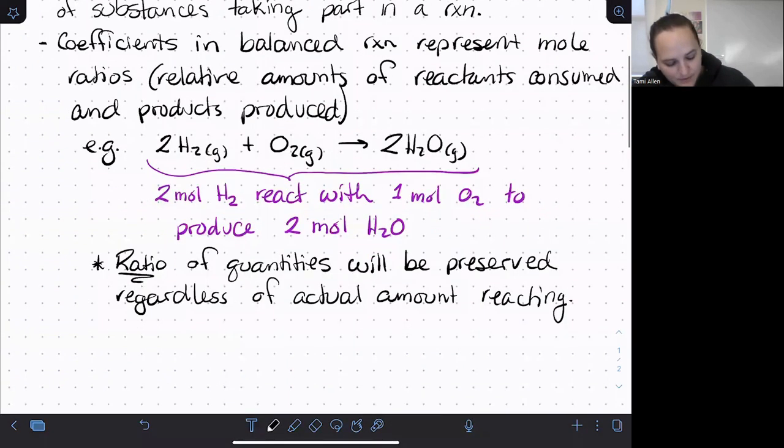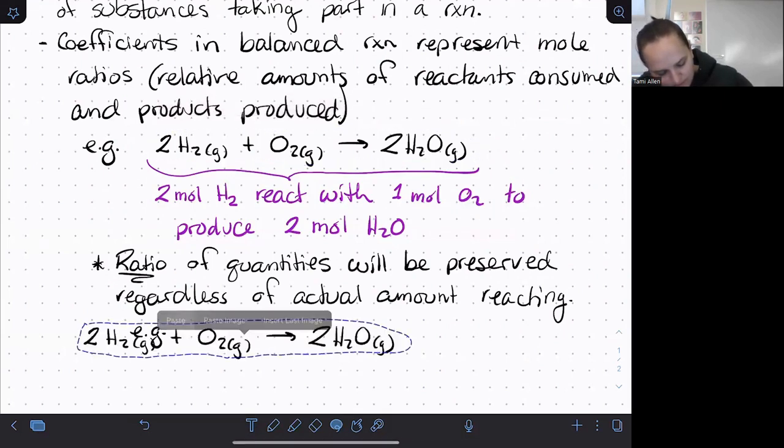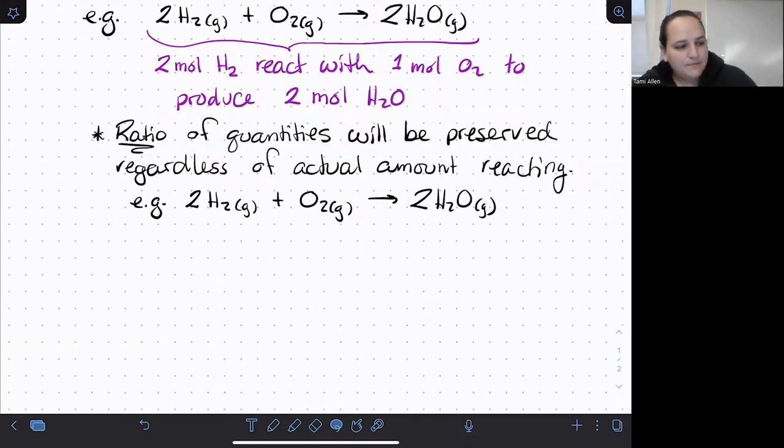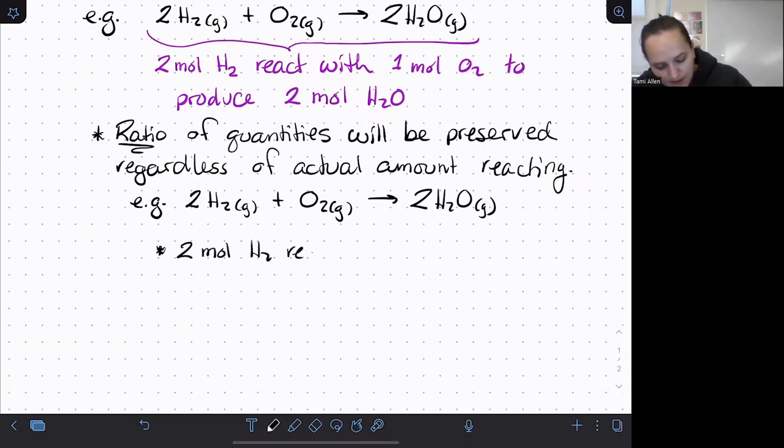So, for example, considering the same reaction here, I'll just copy it down so it doesn't get lost when I scroll. Using the same reaction, if 2 moles of H2 react, that's exactly what it says in the coefficient. So that's really, really straightforward. We can predict how much product is going to be produced.